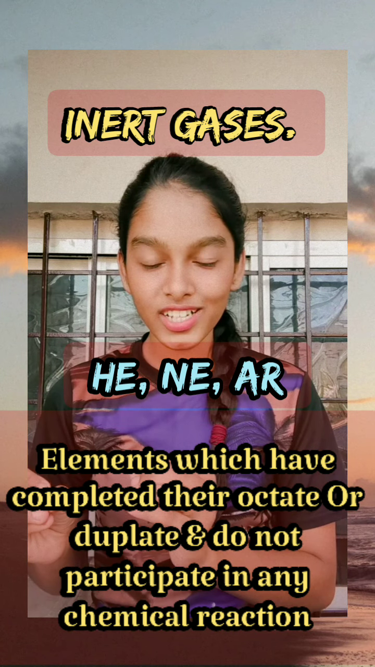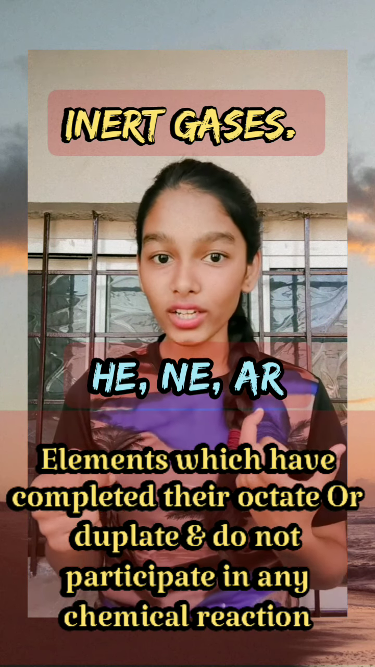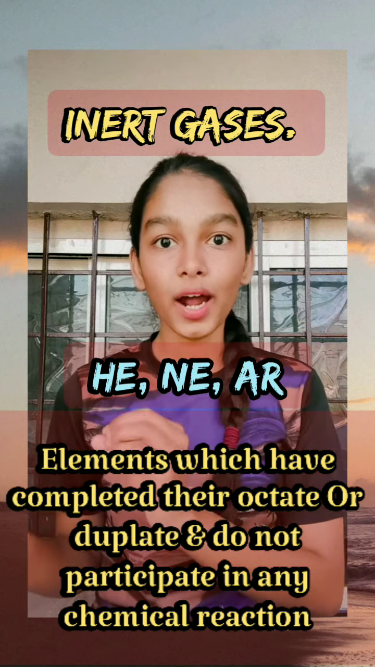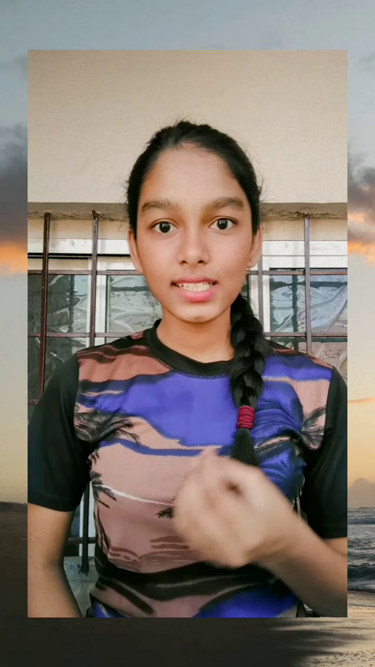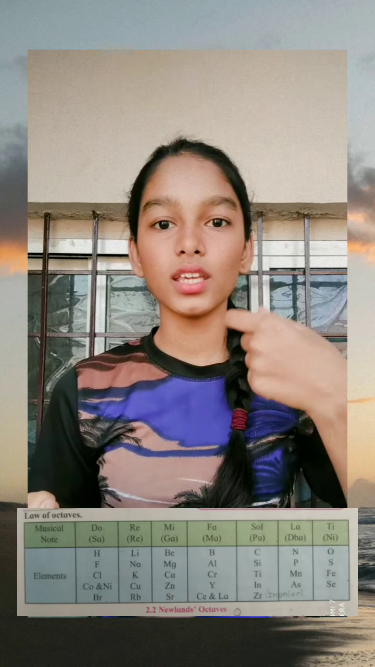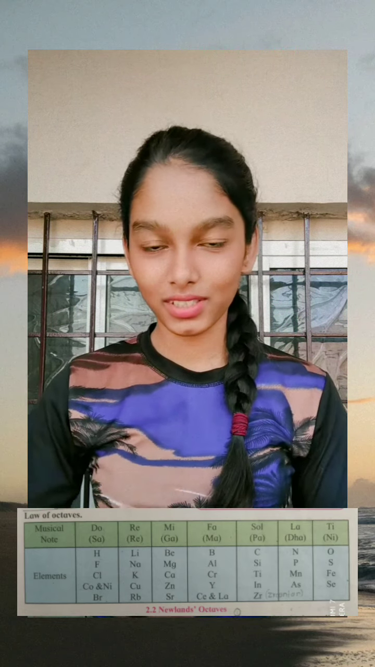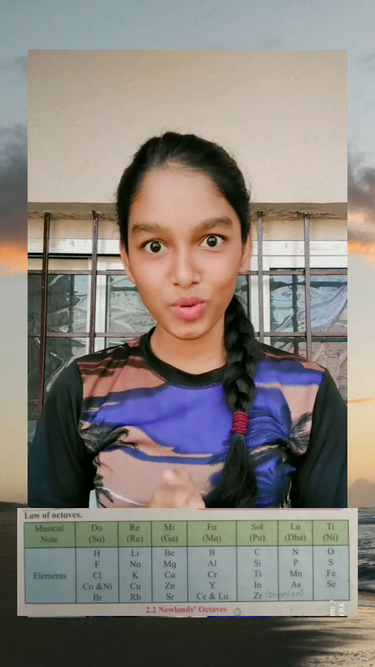Elements which have a completed octet or duplet and do not participate in any chemical reactions are known as inert gases. So Newlands' table means he proposed Newlands' law of octaves, and he compared those elements with musical notes. Start again. Those chemical properties go sa, re, ga... Again, the 8th element comes with a similar chemical property.